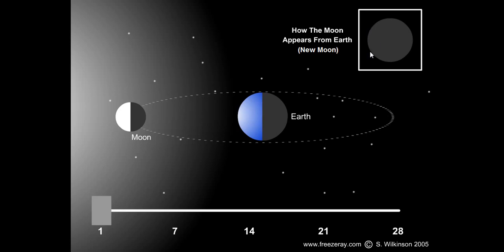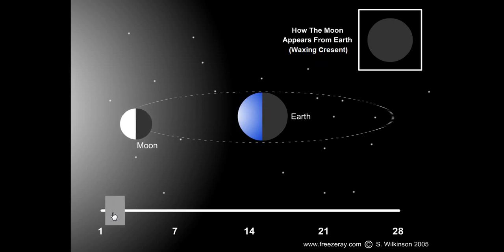And at the moment, wherever we are on Earth, as the Earth spins on its axis, when you look at the moon, it would appear dark because the lit side of the moon is facing away from us. So this is called the new moon phase.